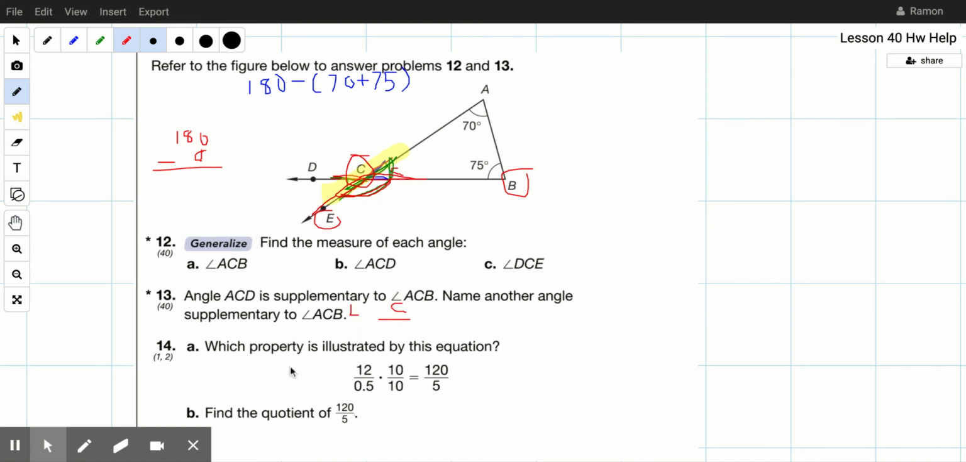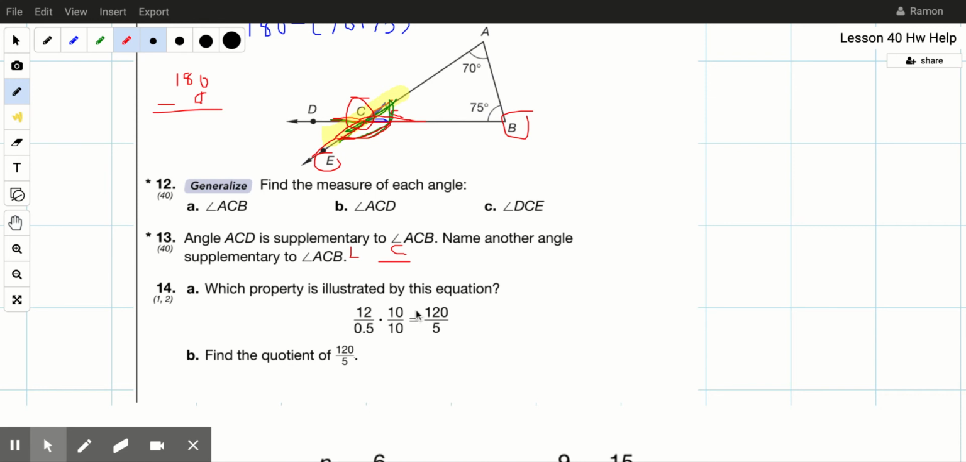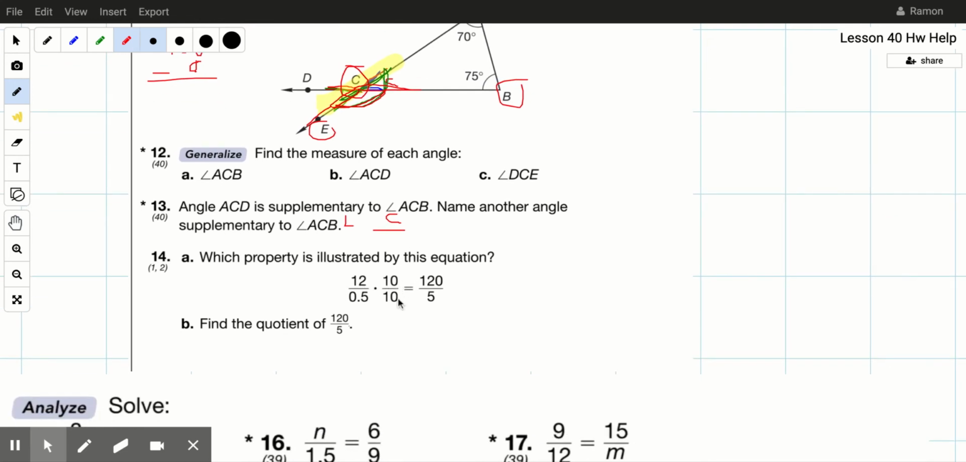All right. 14a, which property is illustrated by this equation? We're multiplying by a fraction that is equivalent to 1. Anytime you multiply by anything that's going to be equal to 1, you're dealing with the identity property of multiplication. Even though 10 out of 10 doesn't look like 1, its functional value is 1.